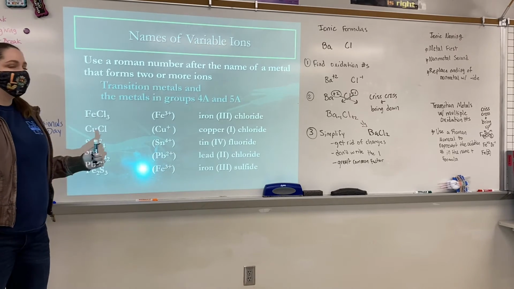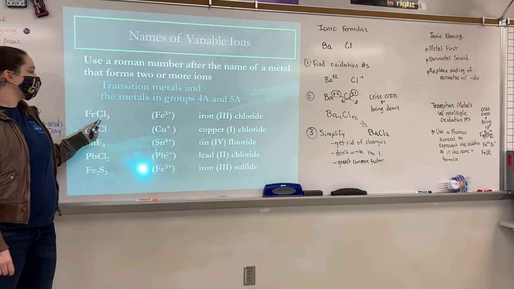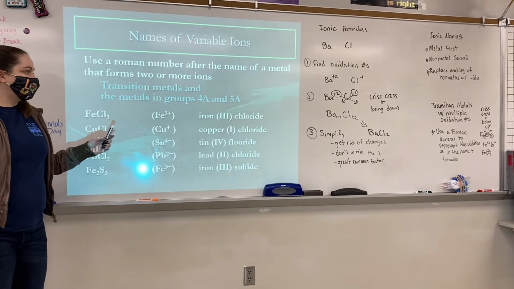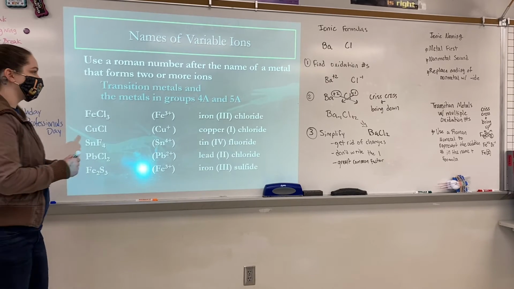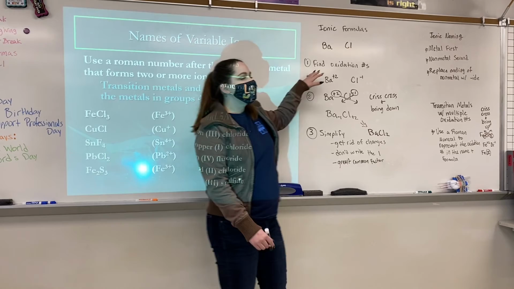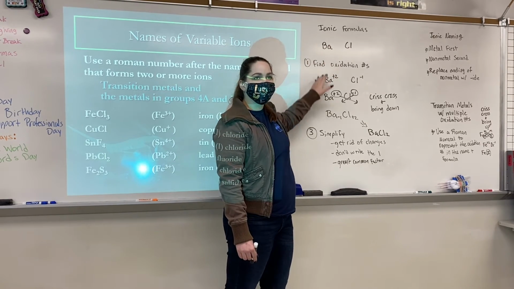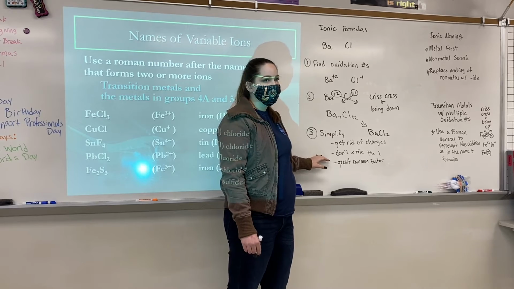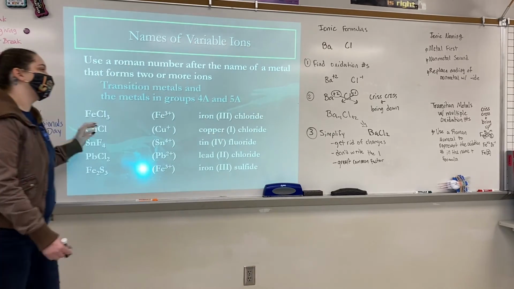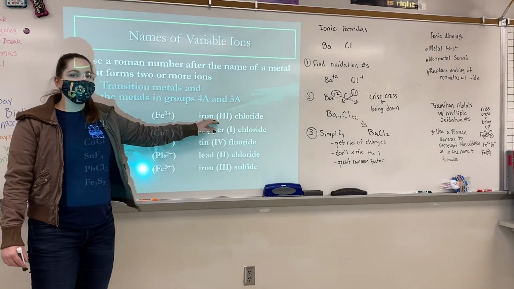So for a bond between iron and chloride, it would be iron 3 chloride because, so over here, I showed you how to take your elements and turn them into a compound. So how do you turn your compound back into elements?